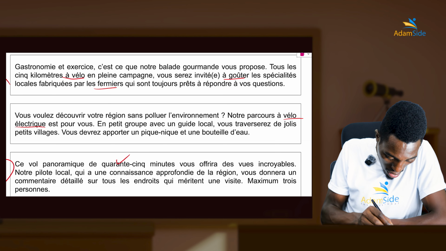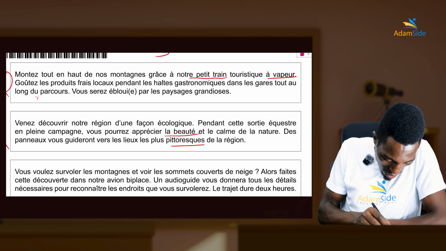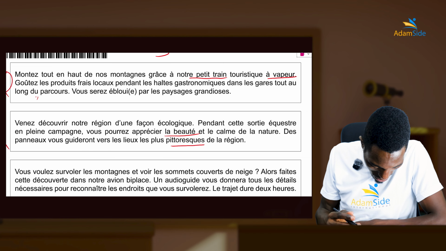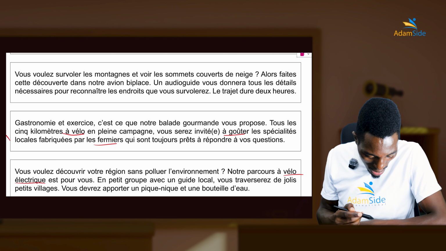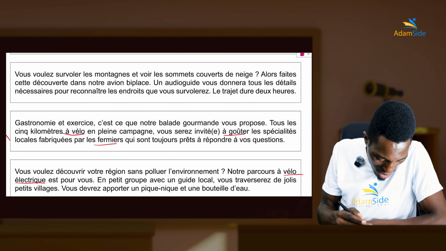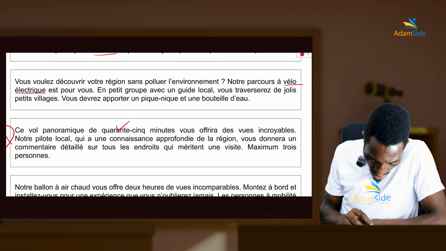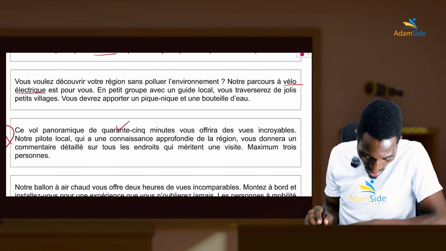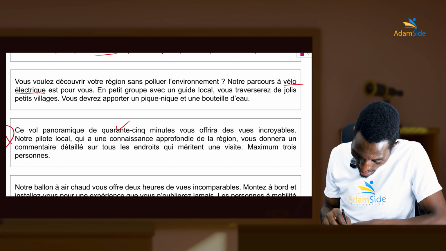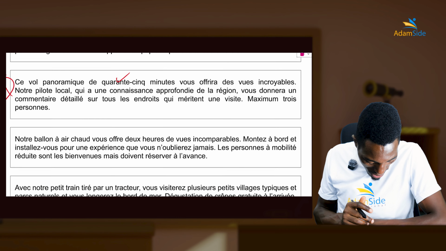So number 4, we have to cancel, we are done. Number 6 done. Number 1 also done. Which remained is number 3. Vous voulez survoler les montagnes et leurs sommets couverts de neige en avion. No, this is not talking about special groups. So let's go to those remaining. Number 5. Vous voulez découvrir votre région sans polluer, le parcours à vélo électrique? Non. Un petit groupe avec une guide locale, vous trouverez les jolis paysages. Non. Nothing special for special needs kids.